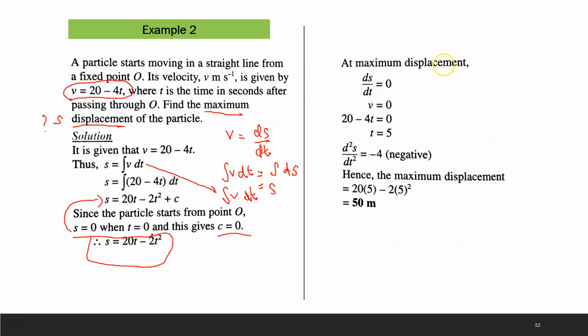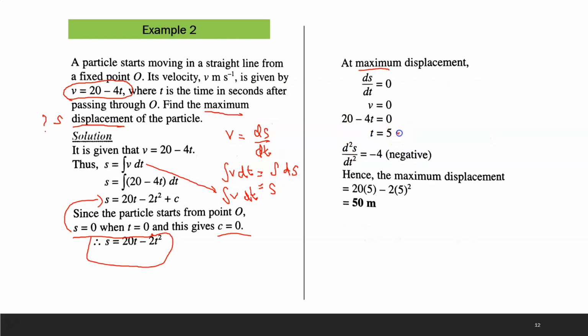At maximum displacement, maksudnya ds over dt equal to 0. Remember, bila maximum displacement maksudnya ds over dt equal to 0. Bila kita differentiate ni, dia akan dapat 0. So you know that ds over dt is actually equal to v, based on this. So ini just bawa turun 0. So what is your v? You substitute lah. Your v is 20 minus 4t equal to 0. So rearrange again, you get your t equal to 5.